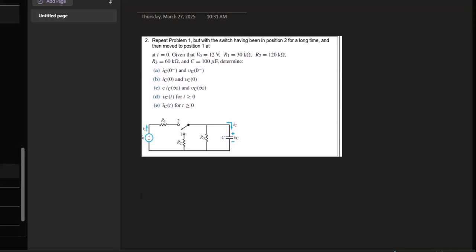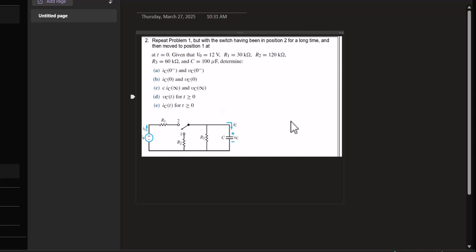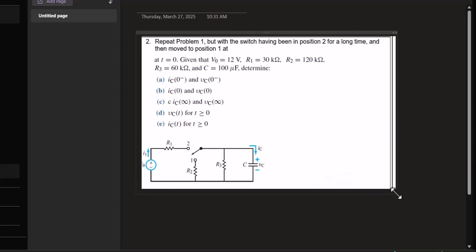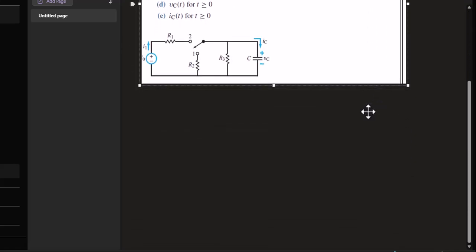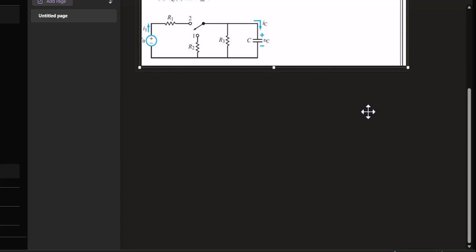And so here you have a circuit, and it says the switch has been in position 2 for a long time, and then moved to position 1 at time t equals 0. And we are supposed to find some various different things. So one thing you have to be able to do is to draw what the circuit looks like at the different time periods, and how the different elements are acting at those time periods.